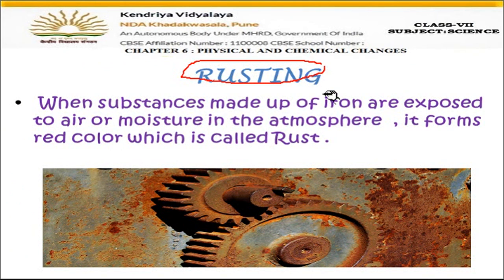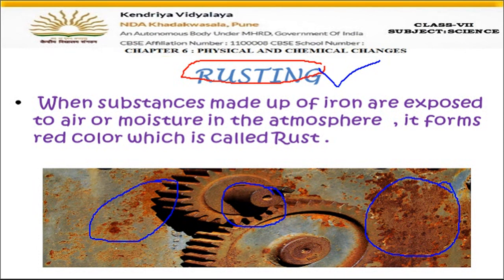Just observe the picture given below. You can see that it is an object made of iron. But this is not the actual color of iron. You can see a reddish brown colored substance formed on the iron everywhere, right? Here also, this is not the actual color of iron. A reddish brown coating has come on the iron, and this is known as rusting.